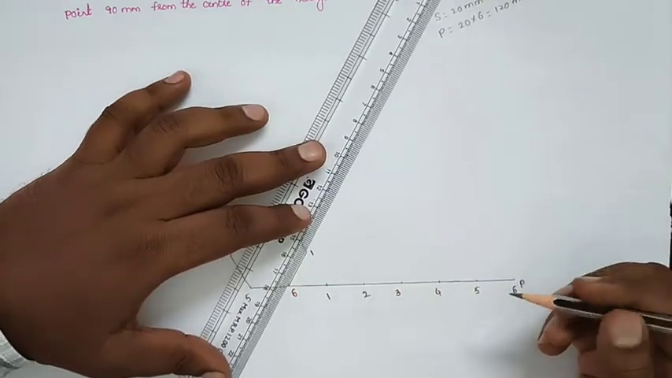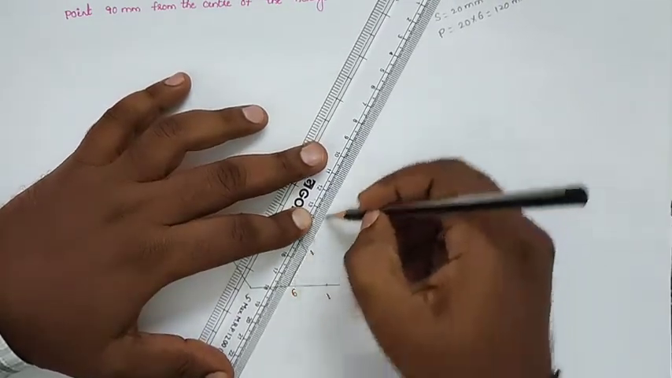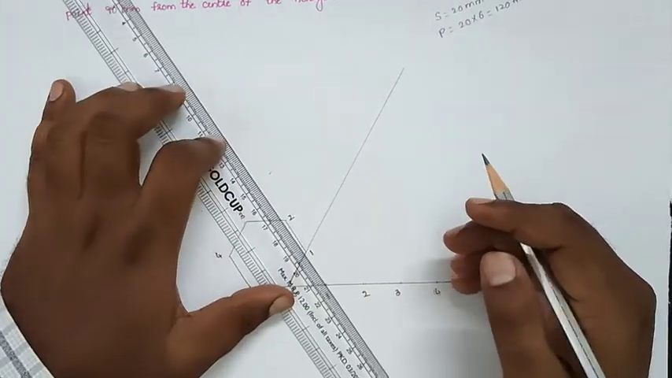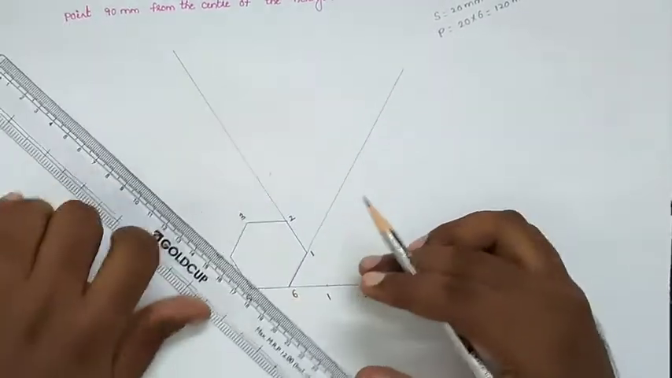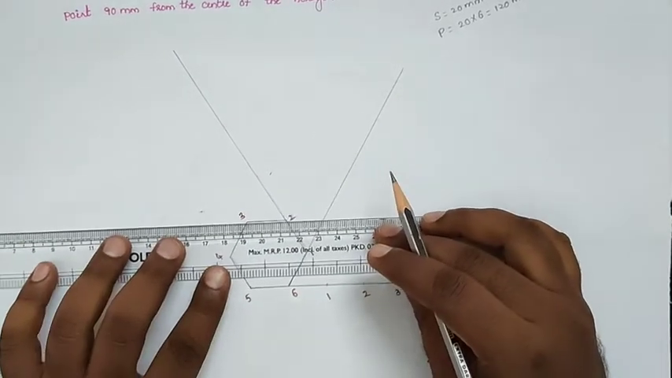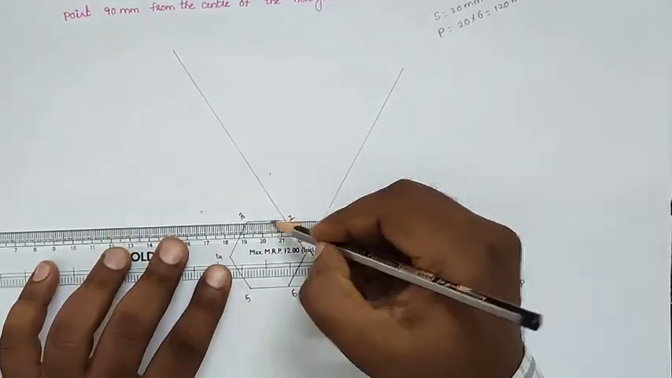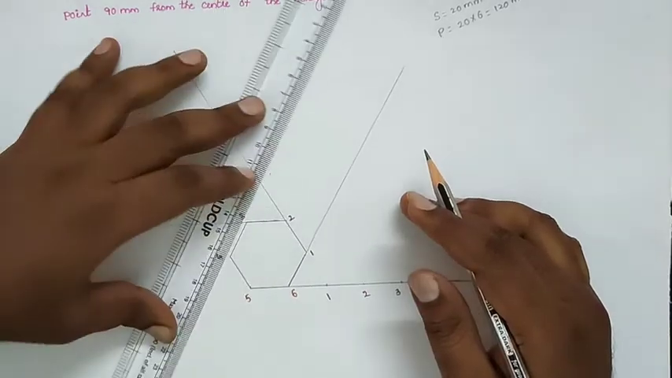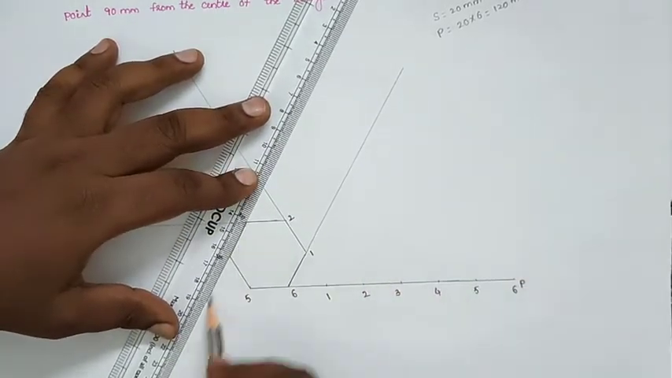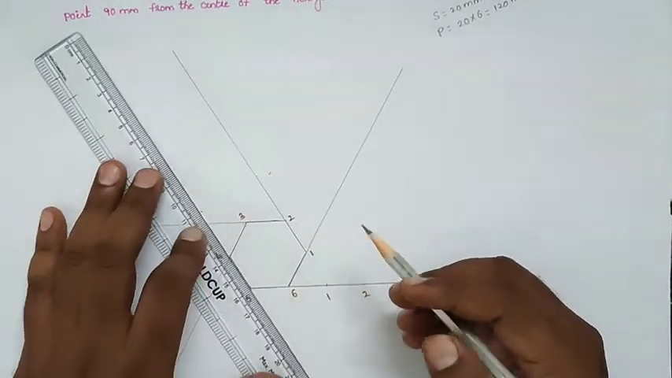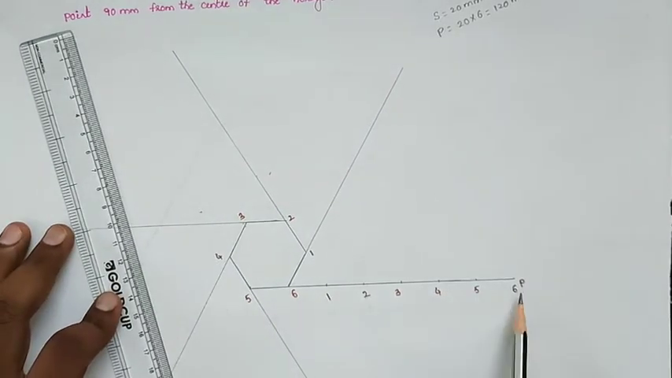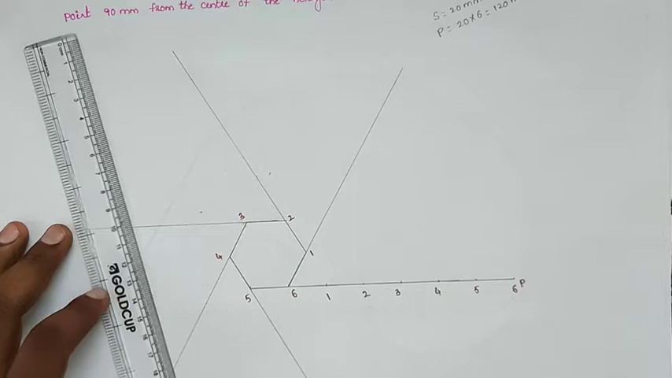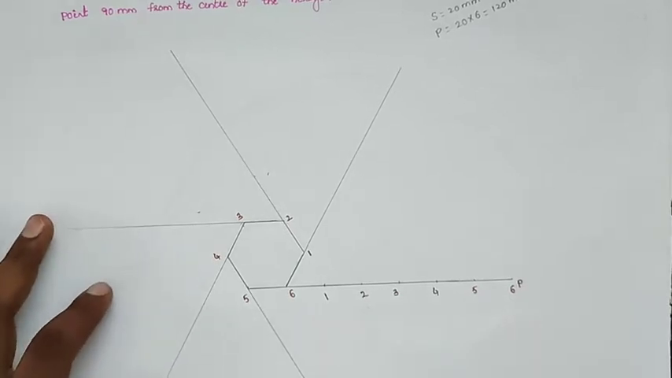You can draw by producing the lines: producing the 6 to 1 line, producing the 1 to 2 line, producing the 2 to 3 line, producing the 3 to 4 line, and in this manner producing the 4 to 5 line. If you produce the 5 to 6 line, you will get the horizontal line. Now you can follow the same procedure.